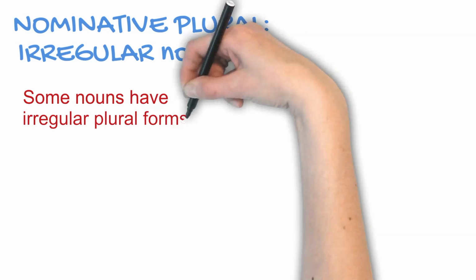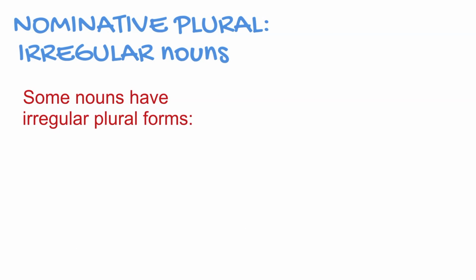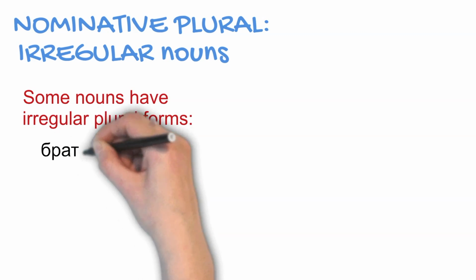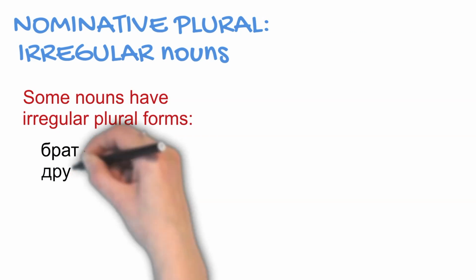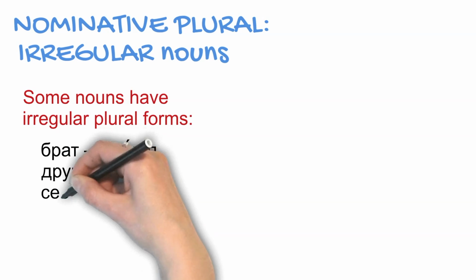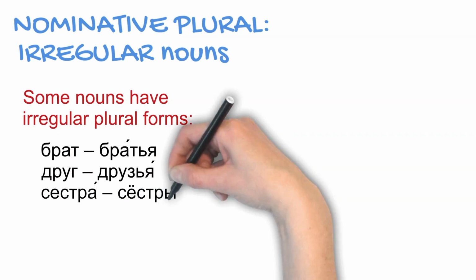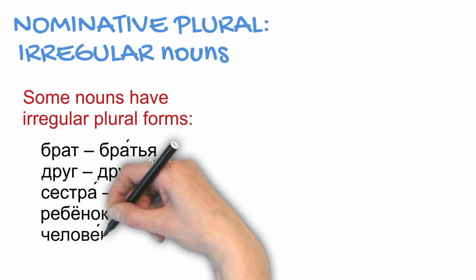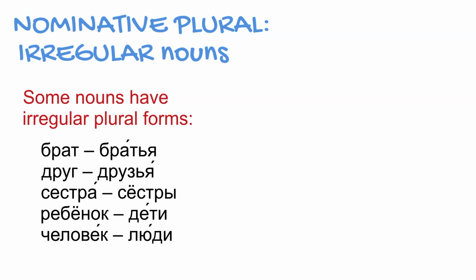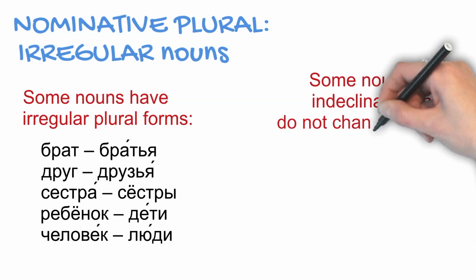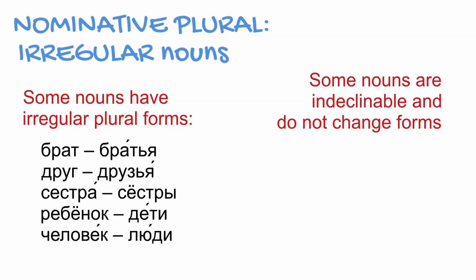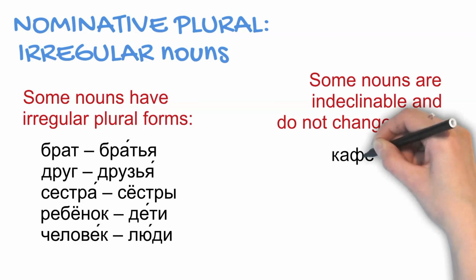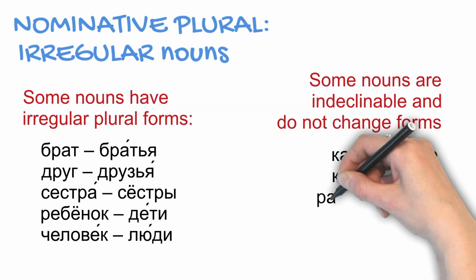Just like English, Russian has many irregular plurals that need to be memorized. Here are several examples of such nouns. Брат, братья, друг, друзья, сестра, сестры, ребенок, дети, человек, люди. Lastly, there are some Russian nouns that don't change endings in the plural or in any other form for that matter. For example, кафе, кофе, радио.